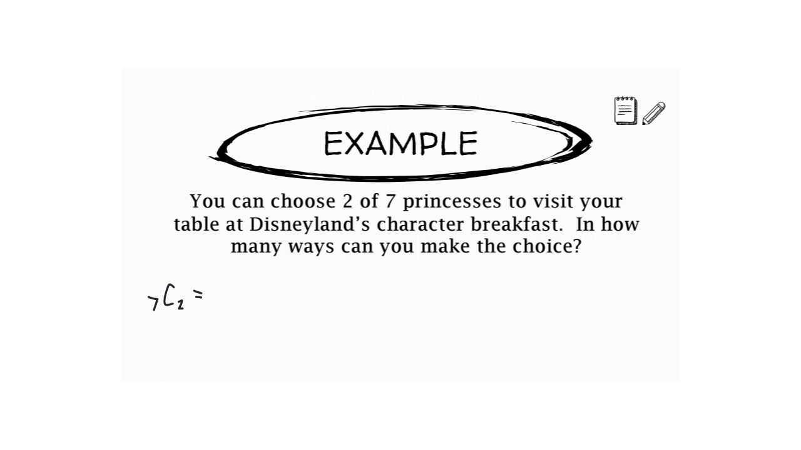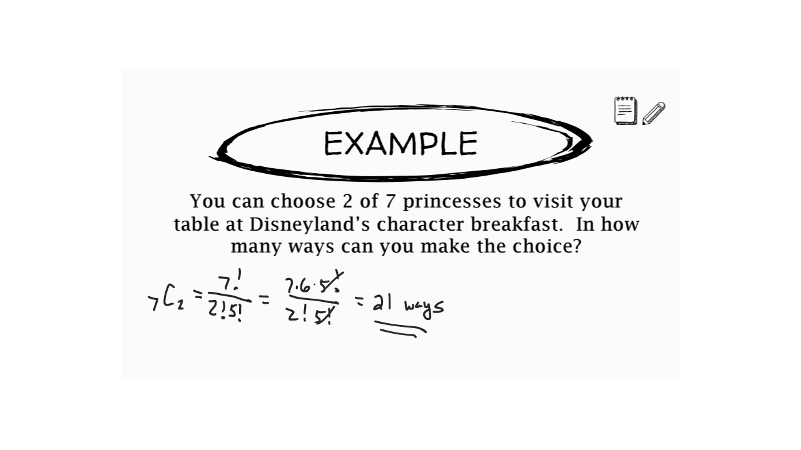So it'll be 7 choose 2, and I'll get 7 factorial over 2 factorial times 7 minus 2 is 5 factorial. And this is probably looking kind of familiar. 7 times 6 times 5 factorial over 2 factorial times 5 factorial. The 5's cancel. 7 times 6 over 2 makes 21. There are 21 ways you can make your choice, which is the exact same answer as the problem that started this video, which was the light switch problem.